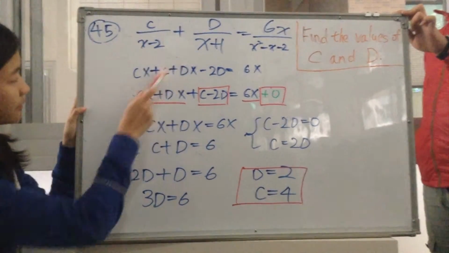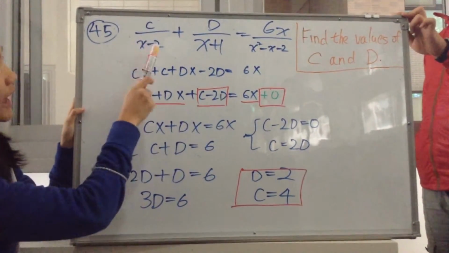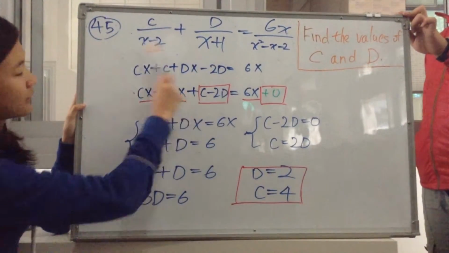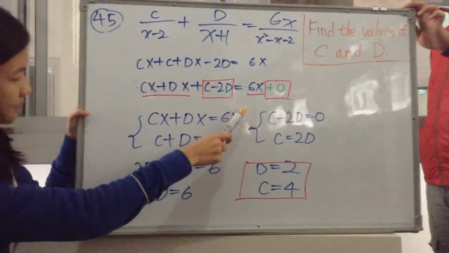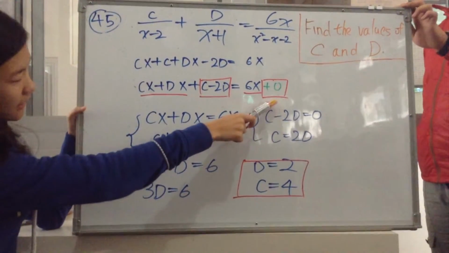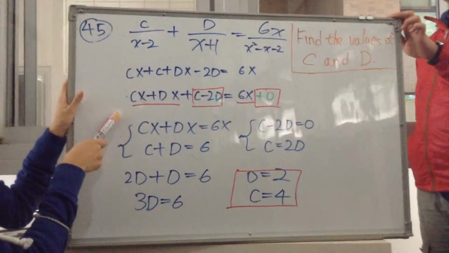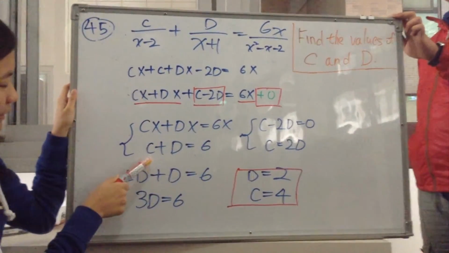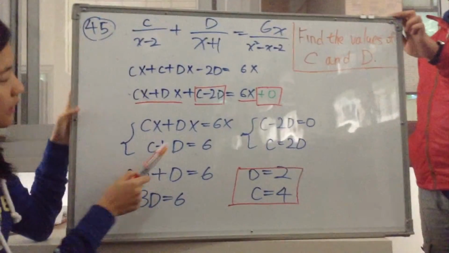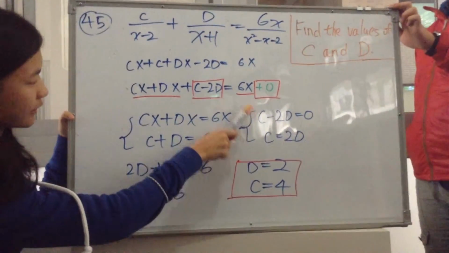So that's cx plus c plus dx minus 2d equals 6x. And you omit these denominators. So now we group them like this. And pretend there's a 0 over there. So now it becomes cx plus dx equals 6x. You omit the x, and it becomes c plus d equals 6. As for this one over here, it's c minus 2d equals 0.